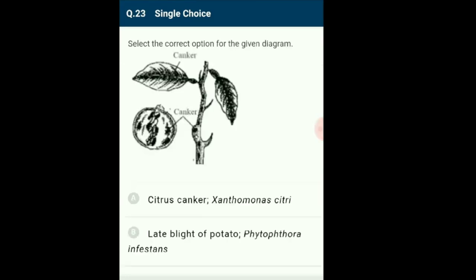Question number 23. Select the correct option for the given diagram. Citrus canker is a bacterial disease caused in citrus plants by Xanthomonas citri. In this, brown corky rings appear on leaves and fruits. So the answer for this question is option A, citrus canker, Xanthomonas citri.